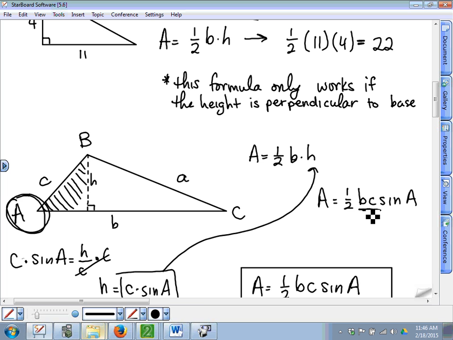Take a look at these two sides, B and C, and then consider the angle, angle A. What's the relationship between sides B and C and angle A? This is pretty important that you guys are listening here.